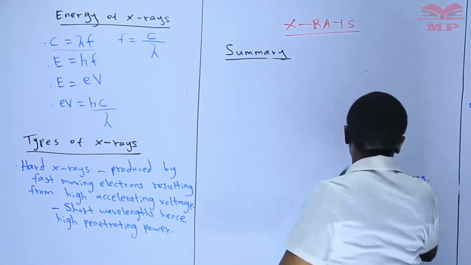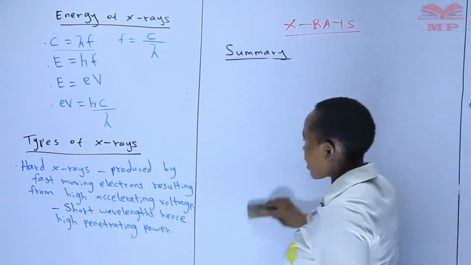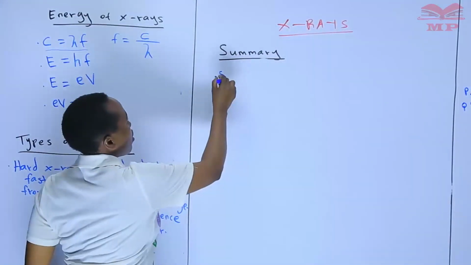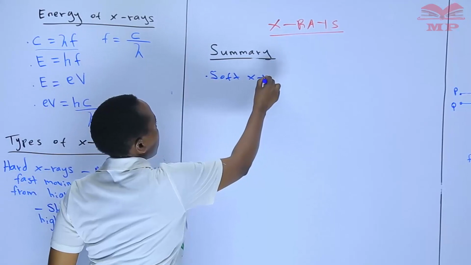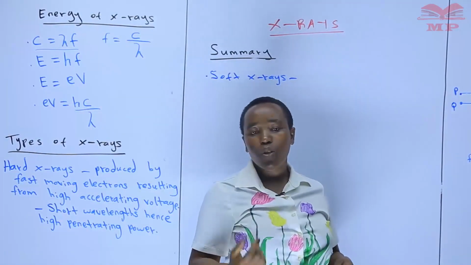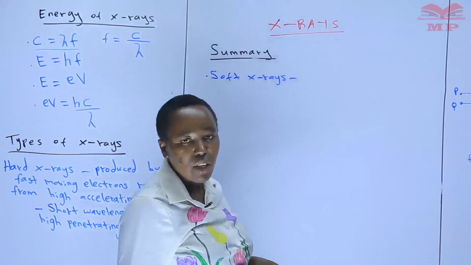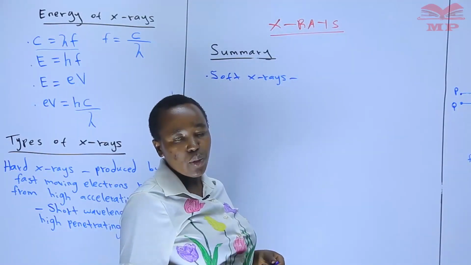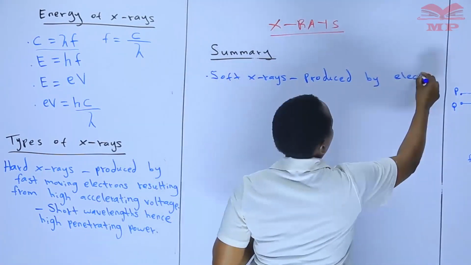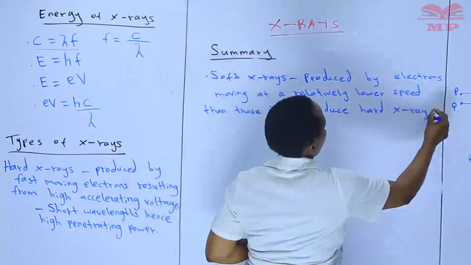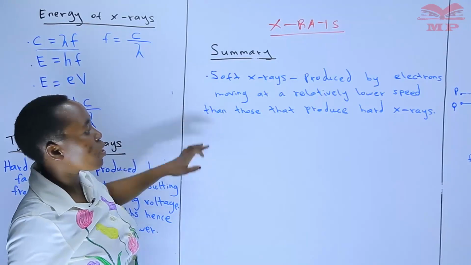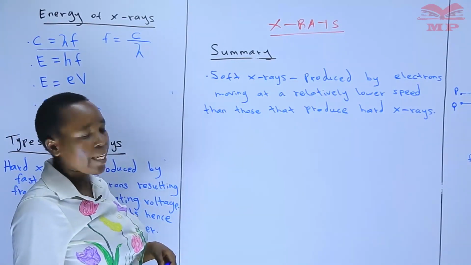We moved ahead and looked at the soft X-rays. What are soft X-rays? Soft X-rays are produced by electrons moving at a relatively lower speed than those that produce the hard X-rays.